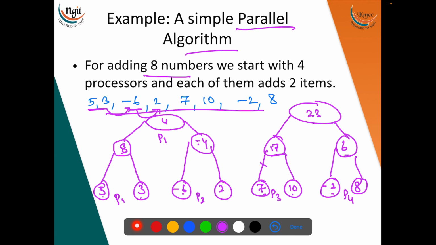Now this is what the P3 processor does. Now P1 plus P3 will get activated in order to perform the result of 27. So this is what adding 8 numbers is: we start with the 4 processors and each of them adds 2 items in the first step. So this is how you execute a task using a parallel algorithm.